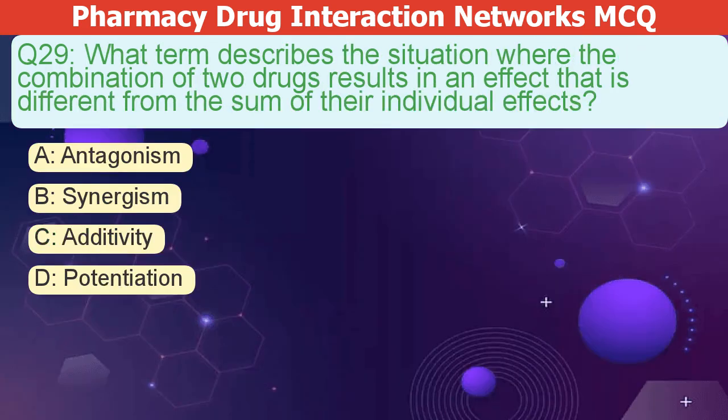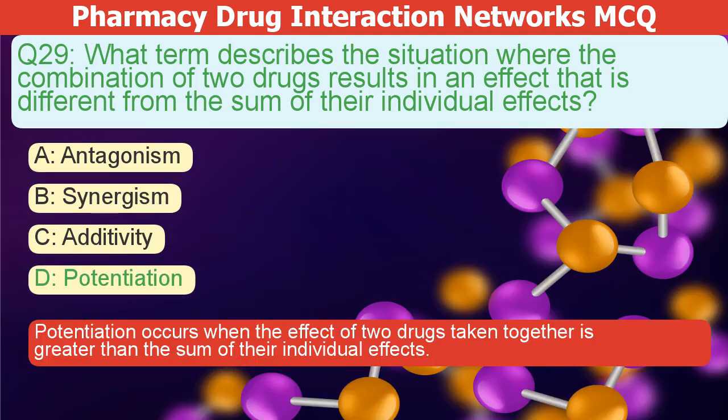What term describes when two drugs combined have an effect different from each drug alone? A. Antagonism. B. Synergism. C. Additivity. D. Potentiation. The correct answer is D. Potentiation occurs when the effect of two drugs taken together is greater than the sum of their individual effects.